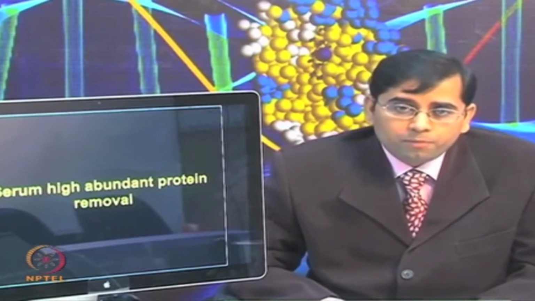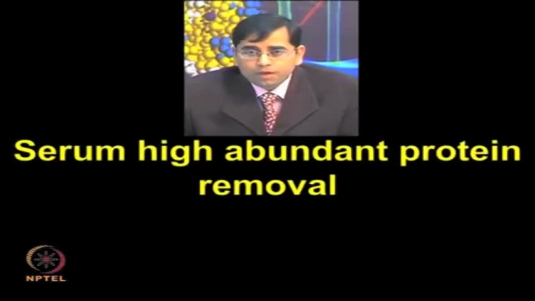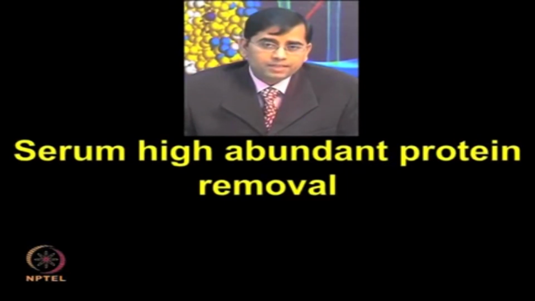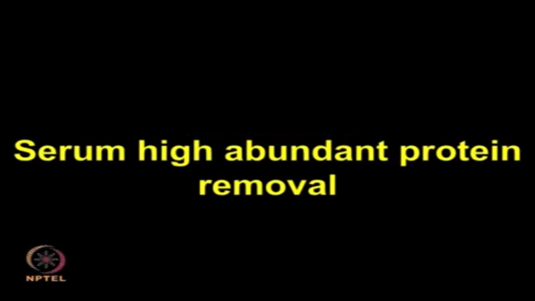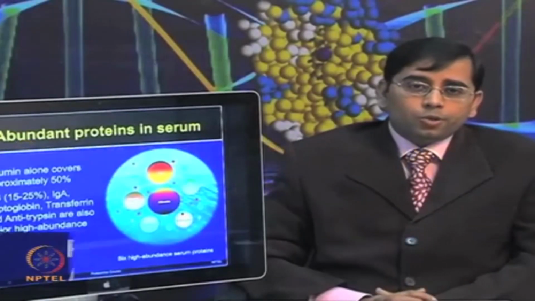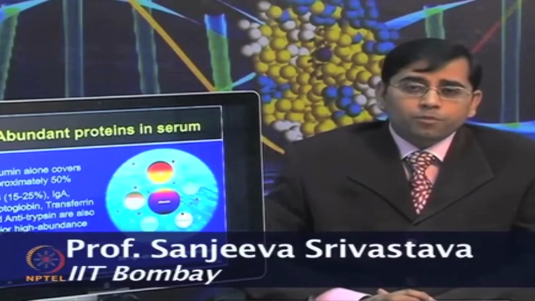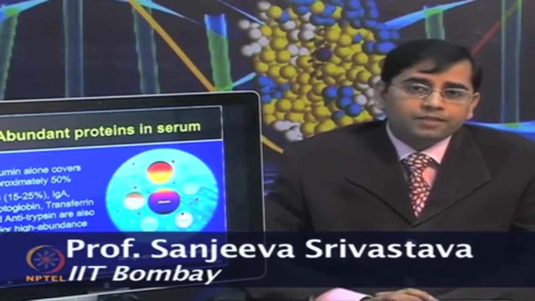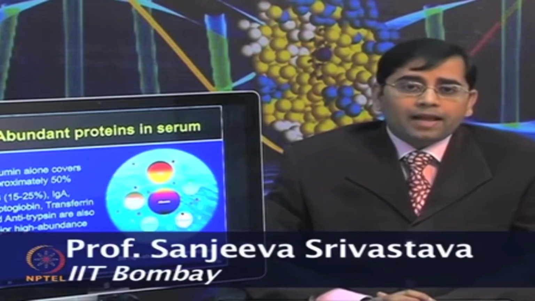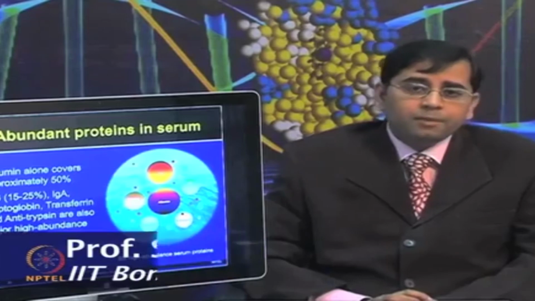Okay. So, I hope in the animation you are able to understand how to go step by step to perform the serum proteome analysis. Now, as I promised previously, I will talk to you about how to remove the high abundant proteins which are present in the serum. So, as we talked, there are more than 20 abundant proteins which are present in the serum, and albumin alone covers approximately 50% of these abundant proteins.